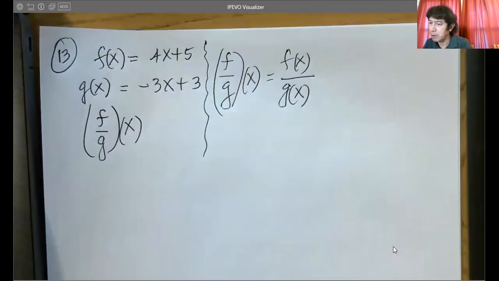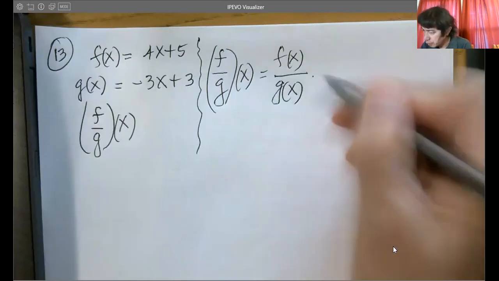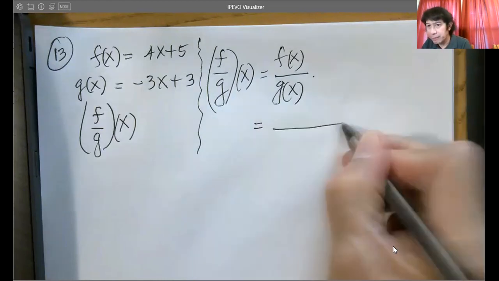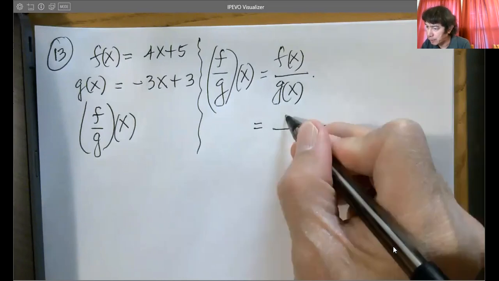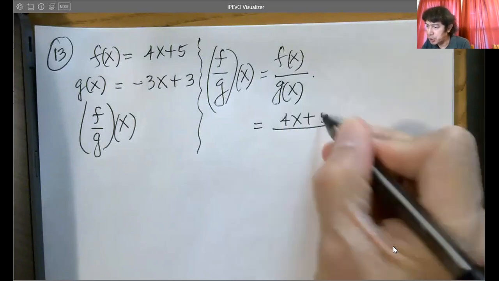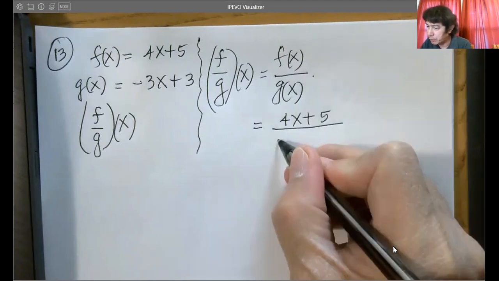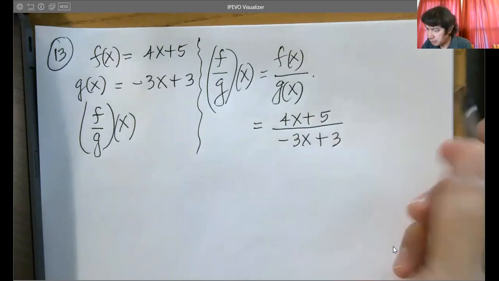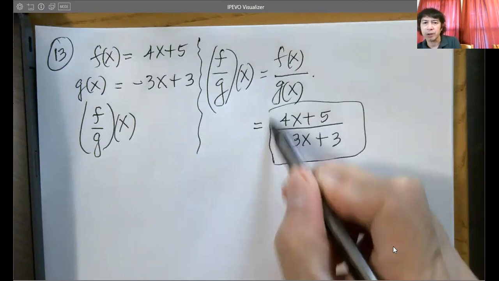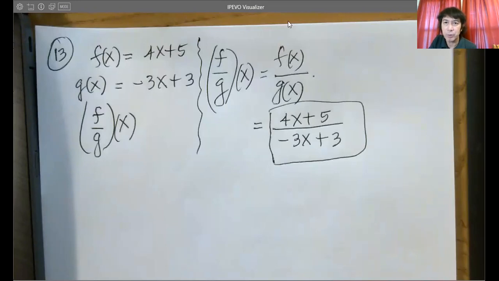It's like this. And so this will continue equals, and then you put the division symbol. Function f is on top, so you will just write it here, 4x plus 5. And then function g is the divisor, you put it at the denominator. And it's done. That's the required answer. It's 4x plus 5 over negative 3x plus 3. And you should be able to see the answer.